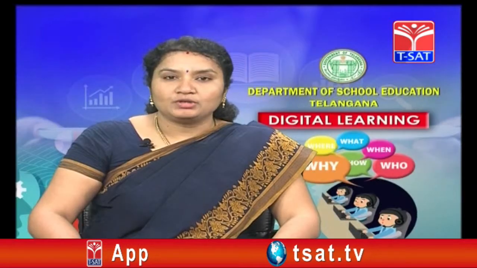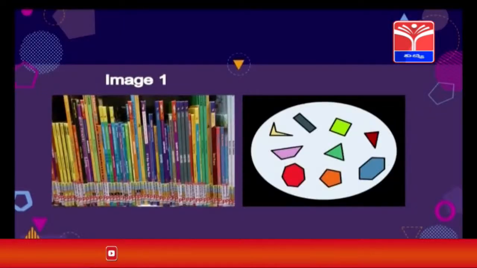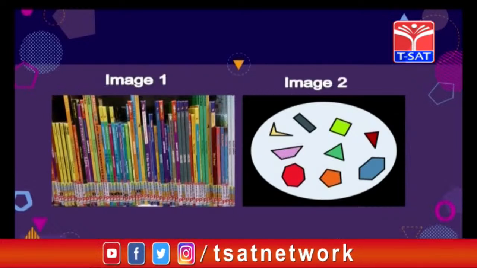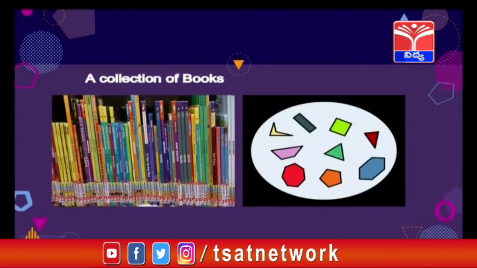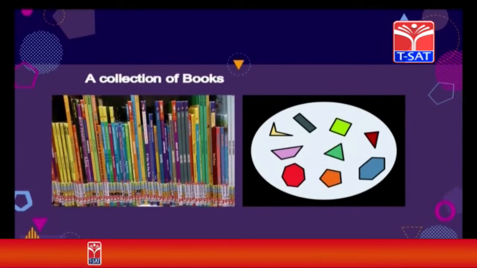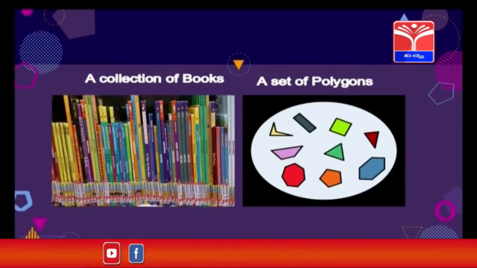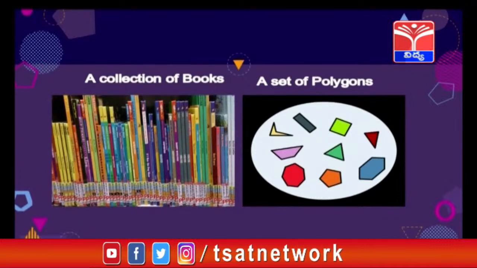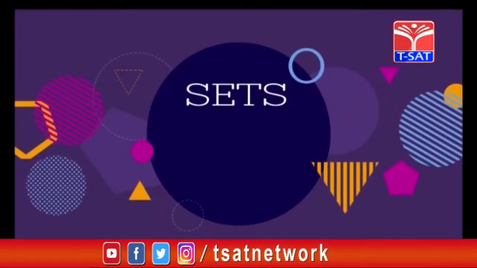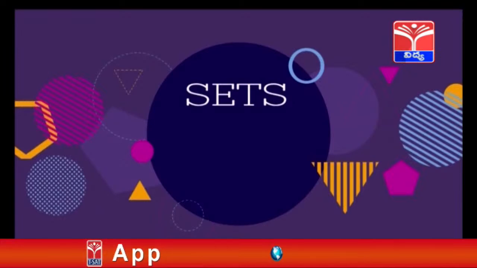Now, there are two images, image 1 and image 2. What can you say about image 1? You can call it a collection of books. And if I ask you, what can you say about image 2? You can call it a collection of closed figures, but to be more specific, we can call it a set of polygons. Now, if you have observed, I have used the word set there.